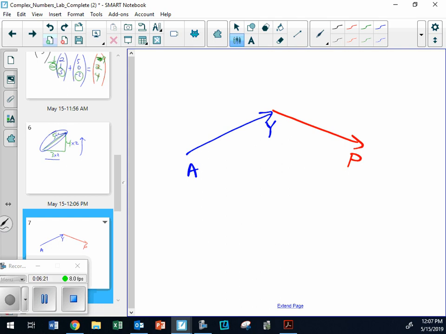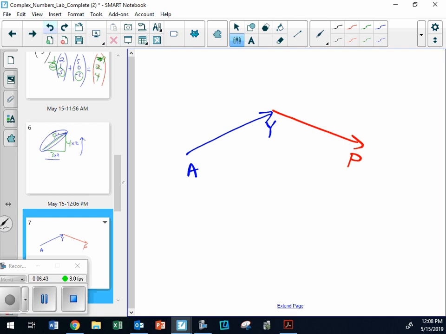AP. And could I just go like this and go home back to where I started from? No. It's got to be the other way. So it's like this. So it's AP, not PA. Okay, how about if I did this? What if I said, what's AY minus YP?